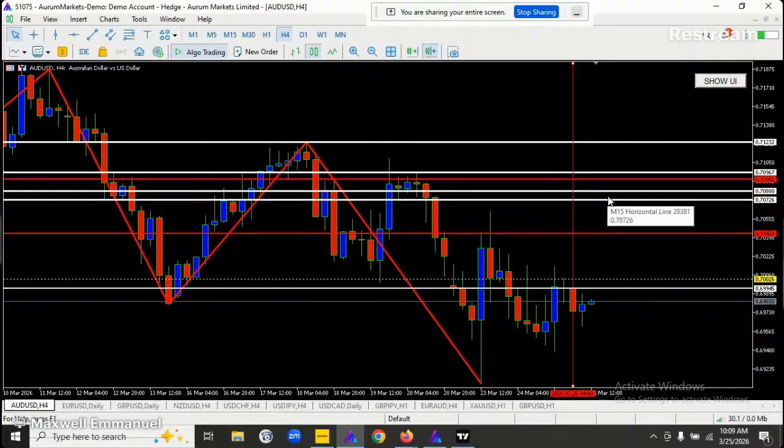So at the moment, I am bullish on the Australian dollar USD. If there's any pair you want me to analyze, please let me know in the comment section. I'm bullish on Australian dollar USD for today's market. So let's go to TradingView 2.